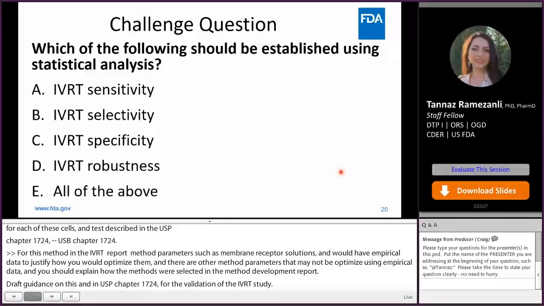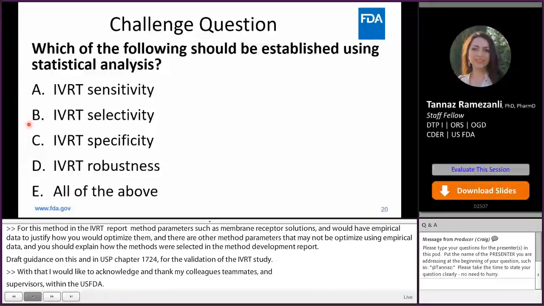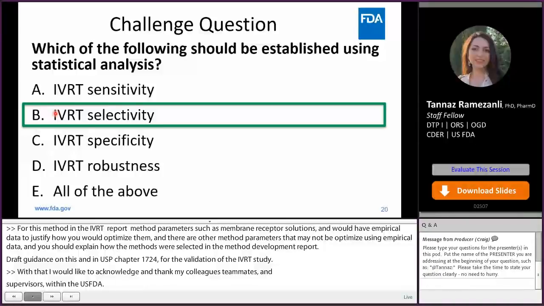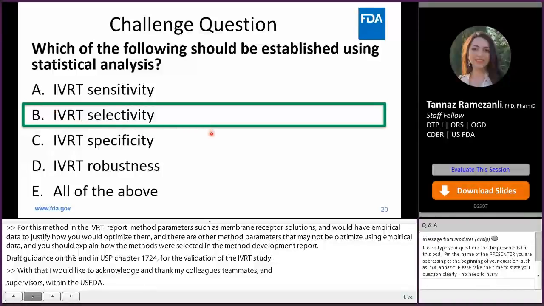Here is the challenge question for my presentation. Which of the following should be established using statistical analysis? A, IVRT sensitivity, B, IVRT selectivity, C, IVRT specificity, D, IVRT robustness, E, all of the above. And the answer is B, IVRT selectivity needs to be established using statistical analysis.